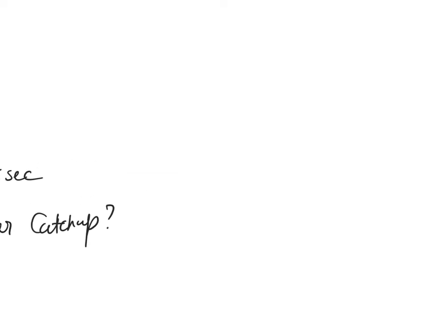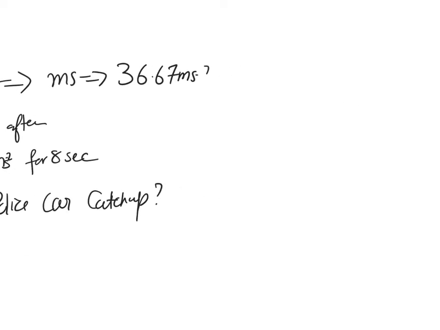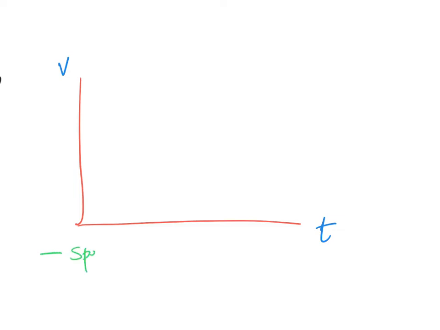So, first thing I'll do is the 132, I'll convert that into meters per second, which will give me 36.67 meters per second. Okay. Now to do a question like this, you will be using the most useful of the three graphs, which is the velocity time graph. I'm going to use green for the speeding motorist, and we use blue for the police car.